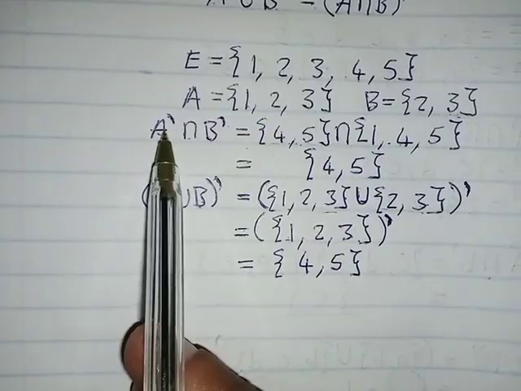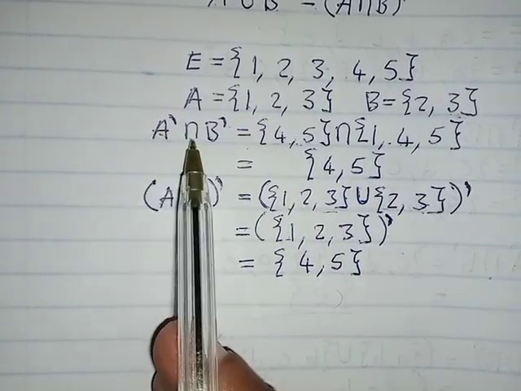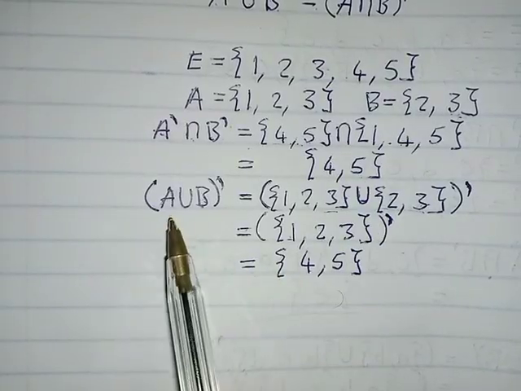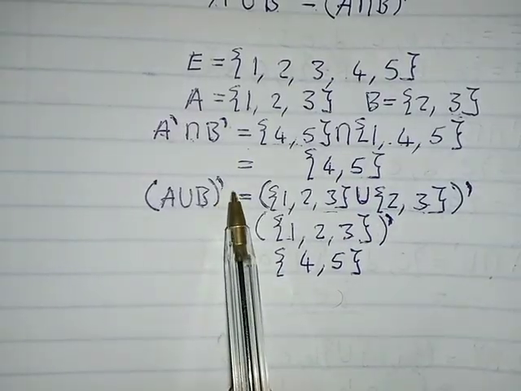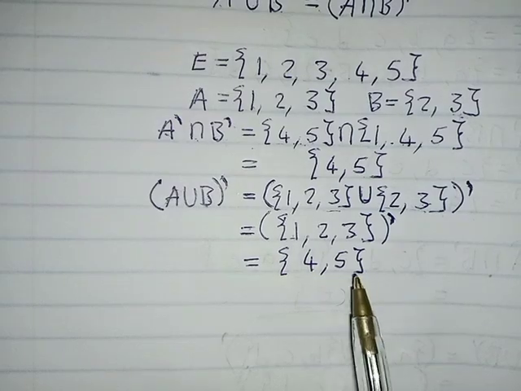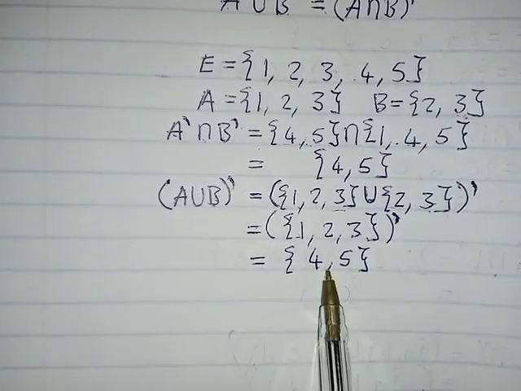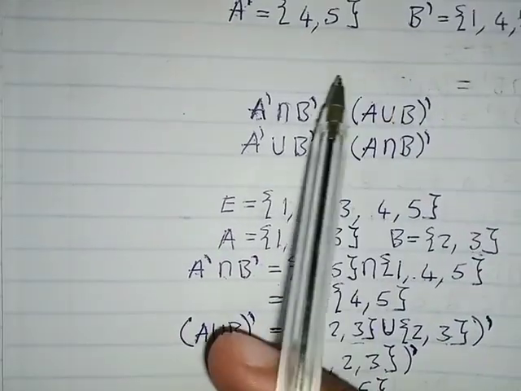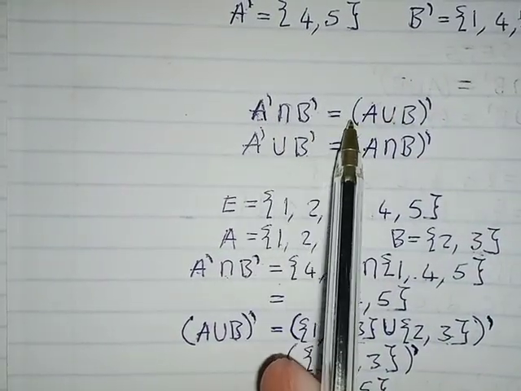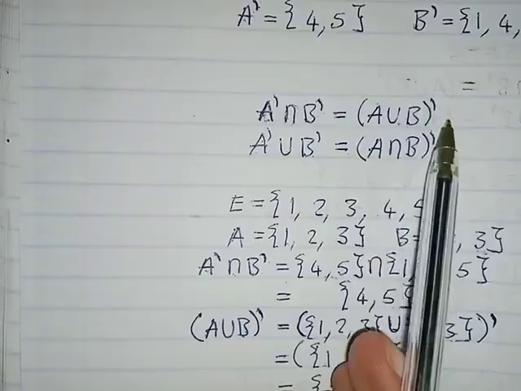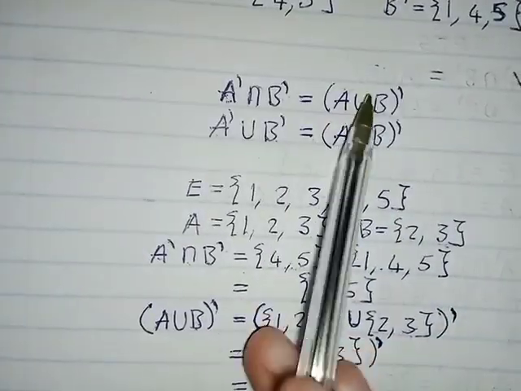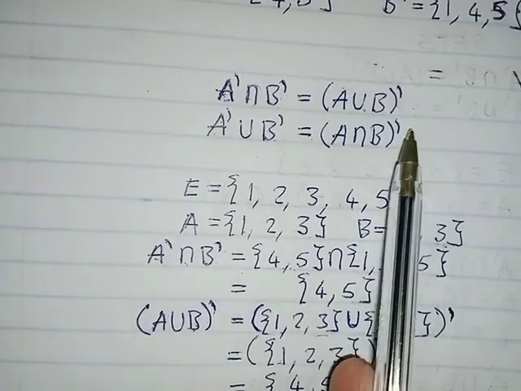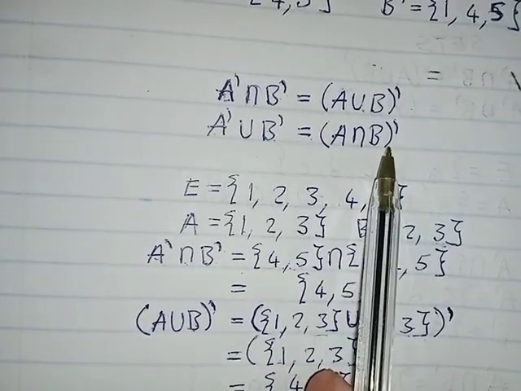Now, if you check the first one we started with, A complement intersection B complement, the answer was {4, 5}. Then here, the complement of A union B, the answer is {4, 5}. So the answers are the same. So this shows that De Morgan's law is true, when we say that A complement intersection B complement is just the same as the complement of A union B. Now we have the second one. A complement union B complement is just the same as the complement of A intersection B.